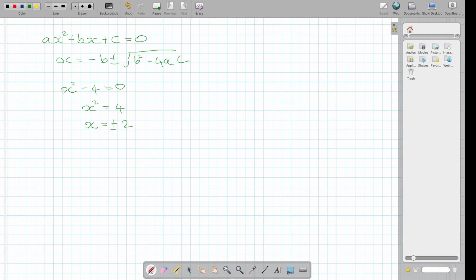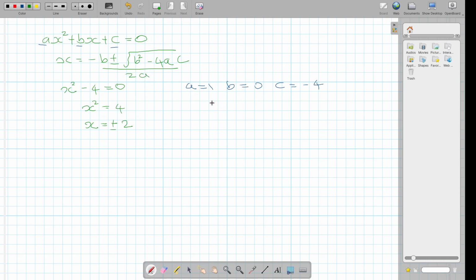To apply the quadratic formula, we have to identify this a, b and c. So a is the coefficient of x squared, so here a is 1. B is the coefficient of the x term, which is missing here, so b is 0, and c is the constant term, which is minus 4. Okay, now if we plug into the formula, here I forgot the 2a term: minus b plus or minus the square root of b squared minus 4ac, over 2a.